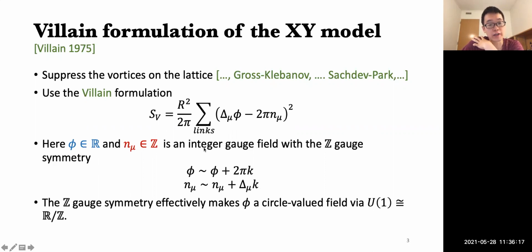This n_mu is an integer gauge field living on the link, and there's an integer gauge symmetry that acts on the real-valued field phi and the integer-valued gauge field in the following way, where this little k is the integer gauge parameter. The integer gauge symmetry effectively makes the phi a circle-valued field. On this slide, this is just the ordinary standard Villain approach to the XY model. When the coupling here is very large, this gives a good approximation of the original XY model.